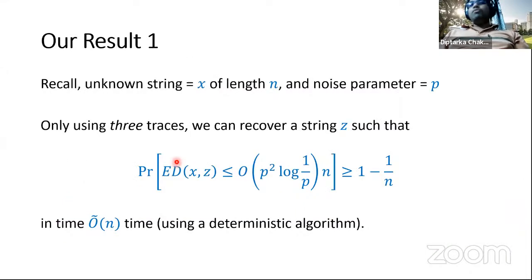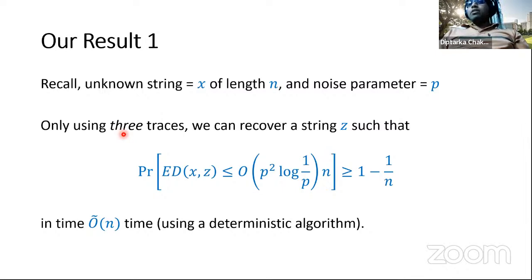What we prove in this paper is that using only 3 traces, we can construct a string Z which is at edit distance P squared log(1/P) times n from the unknown string, which is much, much less than Pn. Also the running time is almost linear, O tilde of n, and our algorithm is deterministic. But I want to highlight the number of traces here, because in my earlier slide I mentioned that for exact reconstruction we need at least log to the 5/2 traces. This is a sharp contrast with exact reconstruction. Here, just 3 traces suffice.